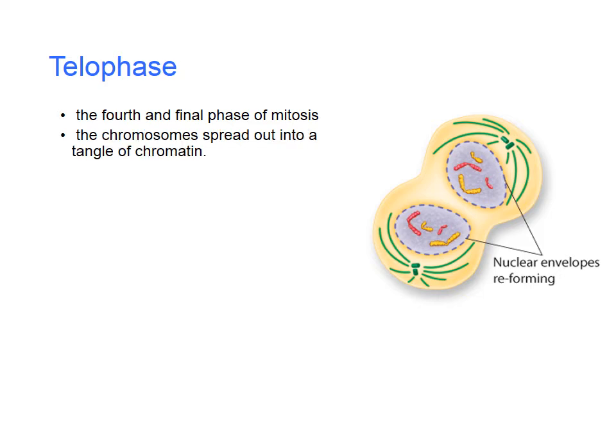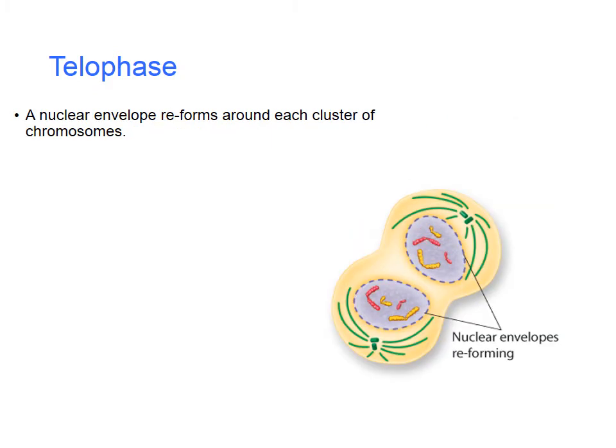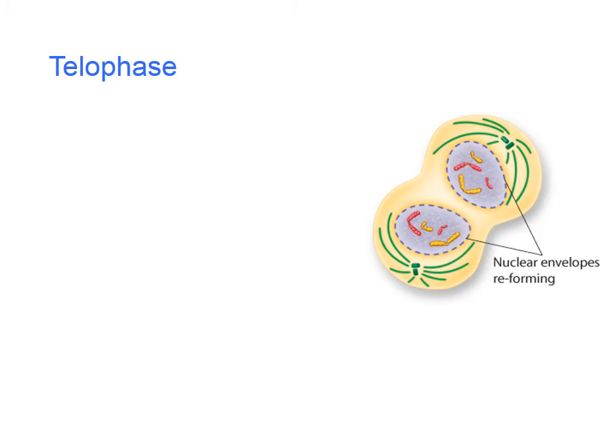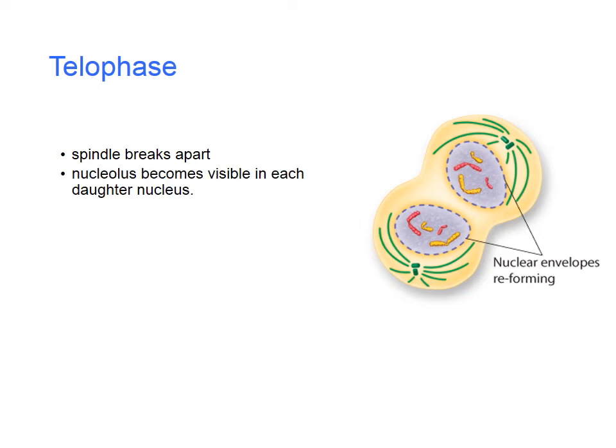And in telophase is where they decondense, and the chromosomes spread out into chromatin again, so they're the loose DNA fibers again. The nuclear envelope will form around each of the clusters of the chromosomes. Okay, so it kind of looks like 2 cells already. That spindle starts to break down. The nucleolus will become visible. And we're getting ready for the cells to actually split and become 2 daughter cells.